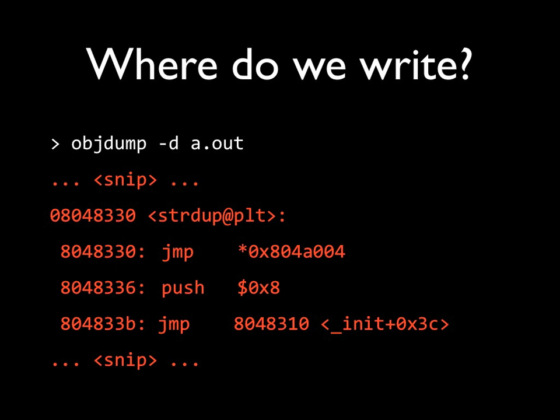And so at compile time, you can have things you can jump to and be happy. And then at runtime, these function pointers are modified to actually point to the actual location in memory of the strdup function, which will be somewhere in the libc. And so what we're going to do is take this function pointer and modify it to, instead of pointing to strdup, point to system.